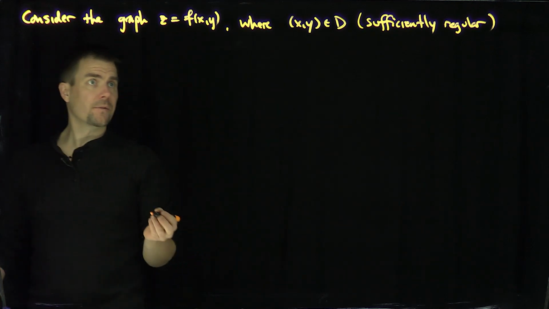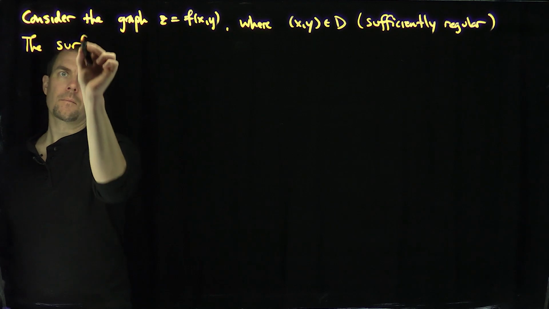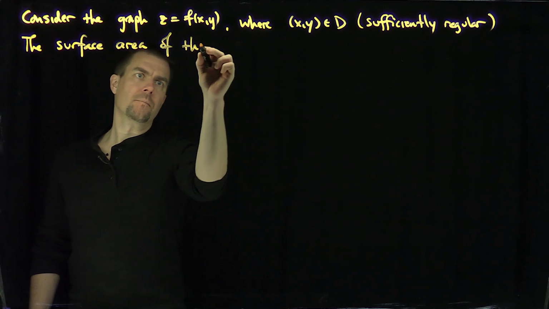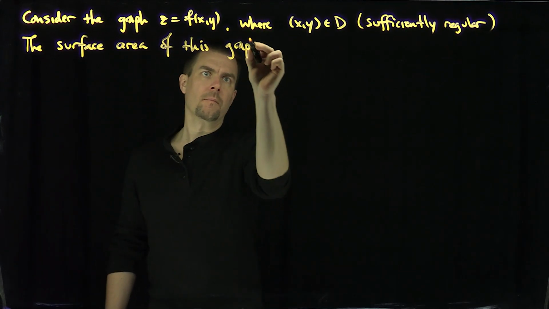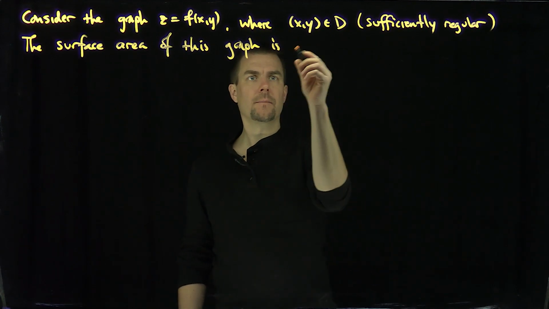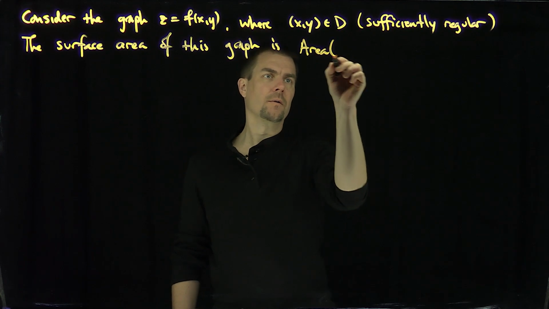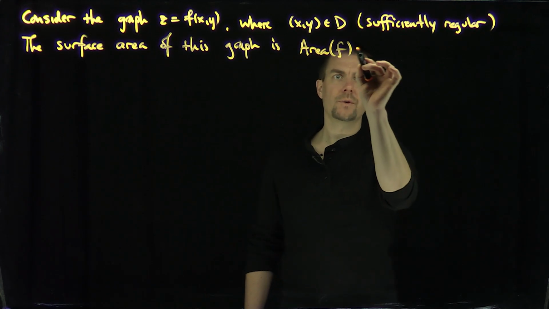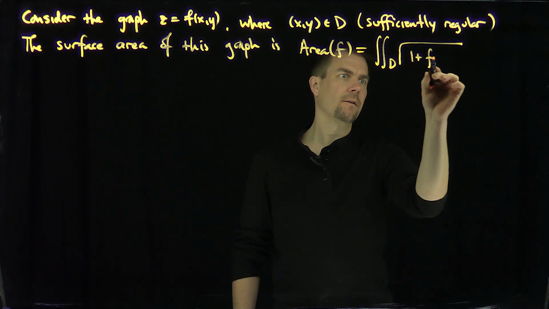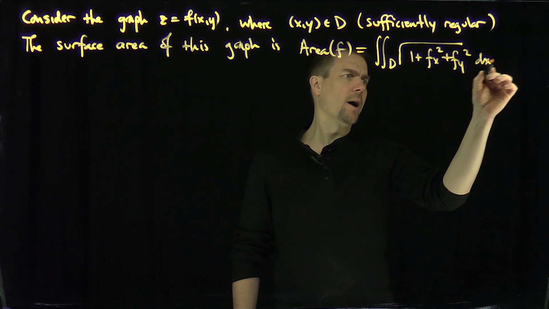And then we're going to consider the surface area generated by this graph. The surface area of this graph is just the double integral over this region D of the square root of 1 plus f_x squared plus f_y squared dx dy.